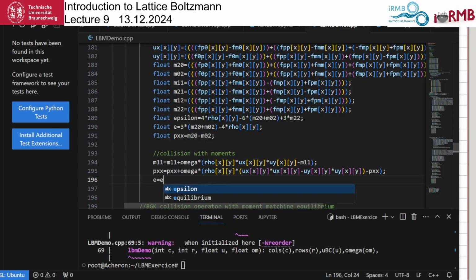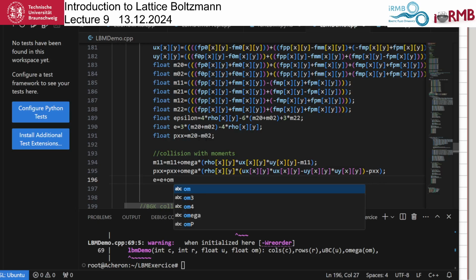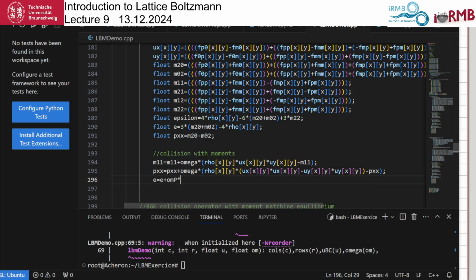E is E plus, now this comes with omega, with p. We are talking about different relaxation rates, which is what we wanted to do. So now we need to know what the equilibrium for this is. And now it is of course helpful that you know there was this 1/3, right?